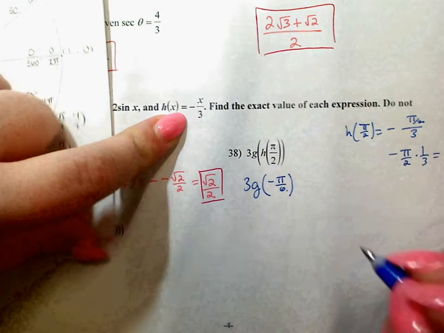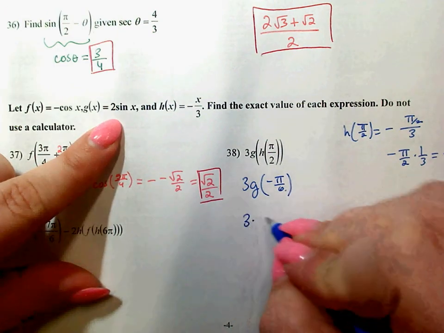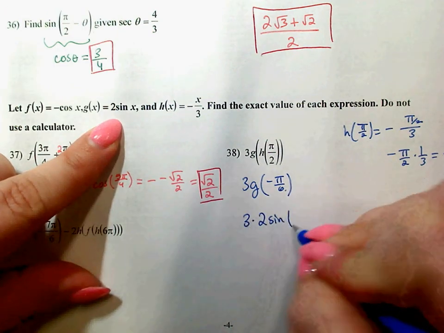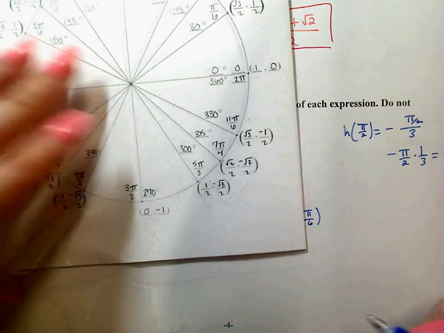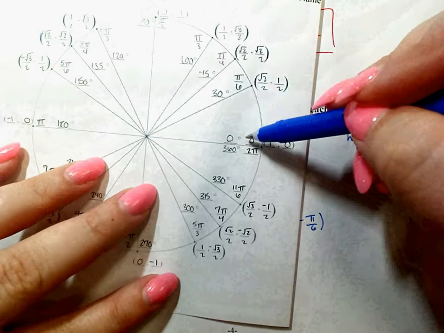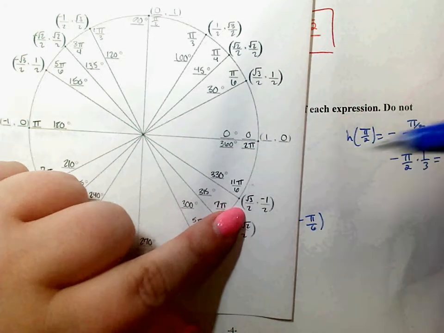So g is 2 sine, so 3 times 2 sine of negative pi over 6. So sine of negative pi over 6, if pi over 6 is right here, then negative pi over 6 is right here, rotate backwards 30 degrees. Sine is the y value.